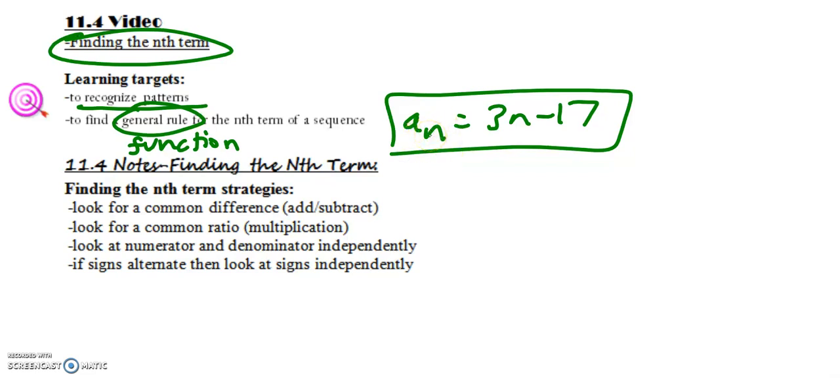So you could say, okay, what is the 11th term of the function? You could just plug in 11 here and find the output value. So our goal is to find equations like this. And here are some strategies to do so.